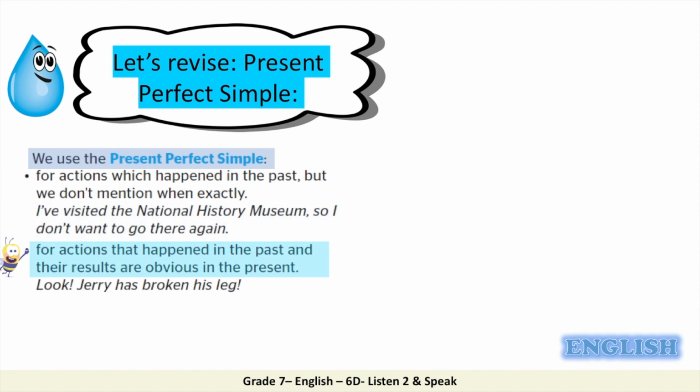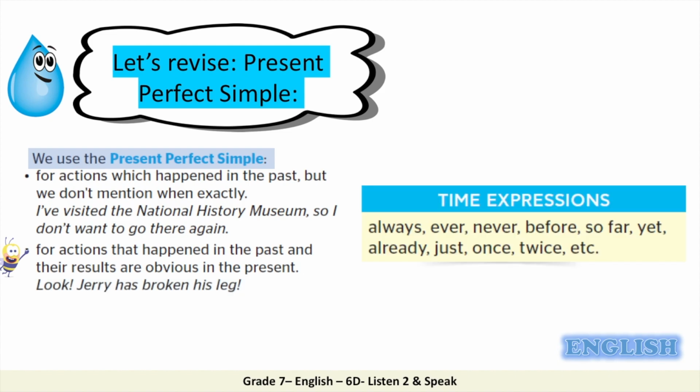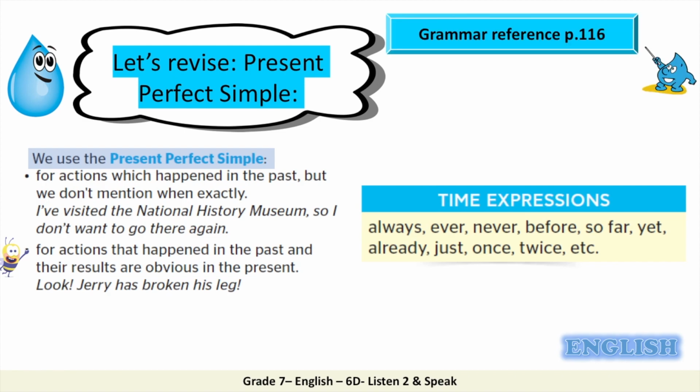Or for actions that happened in the past and their results are obvious in the present. For example, look, Jerry has broken his leg. And what about the time expressions used with the present perfect simple? Very good. We use always, or ever, or never, or before, or so far, or yet, or already, or just, or once, or twice, etc. You can always study the present perfect simple in the grammar reference section in your student book, page 116.